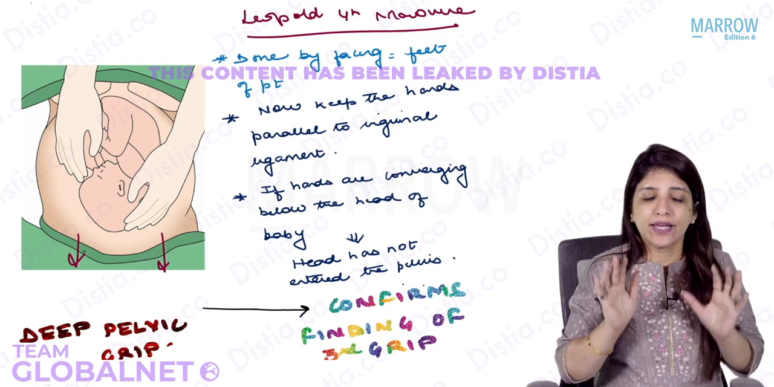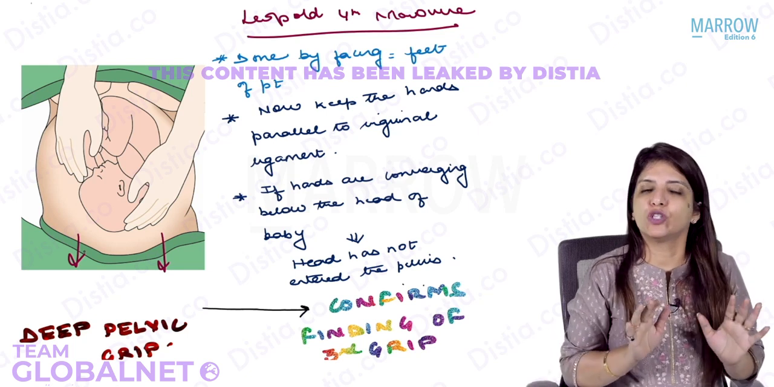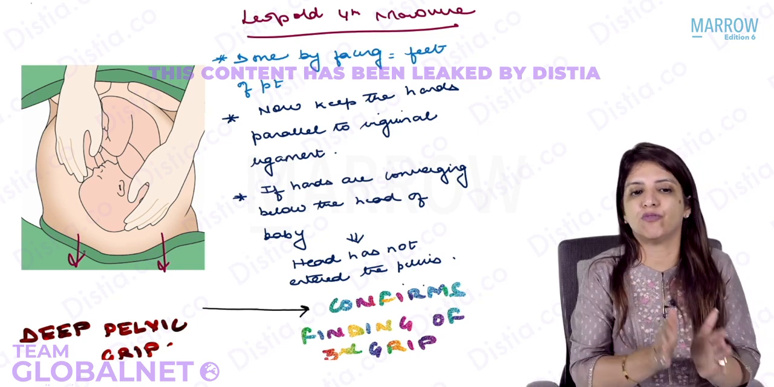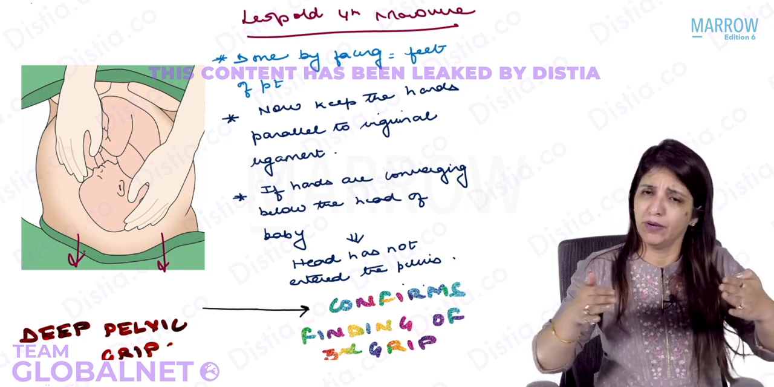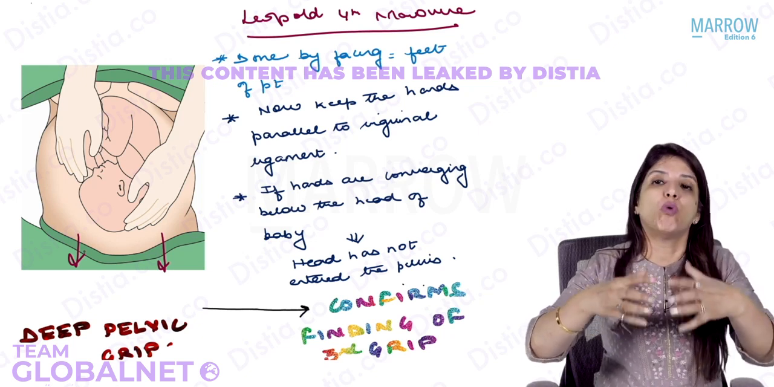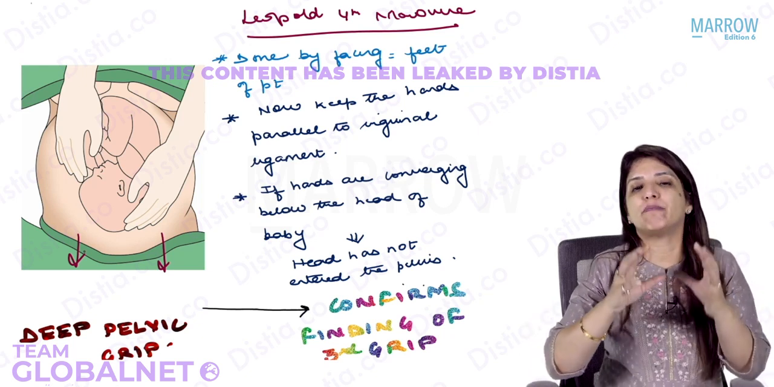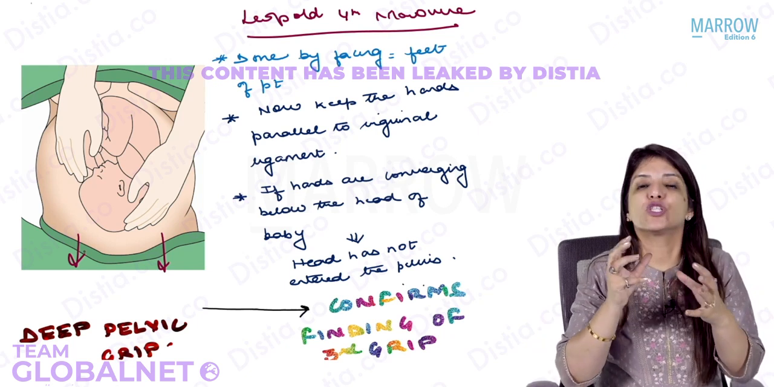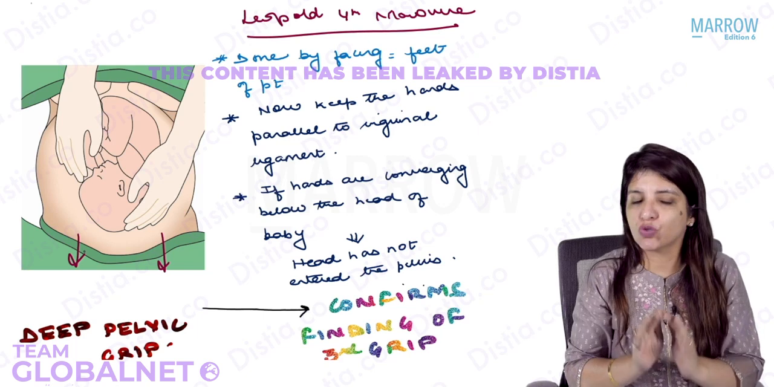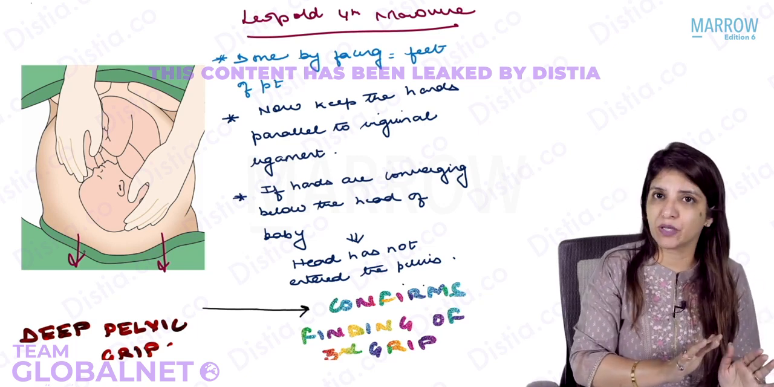Right? So again, what is Leopold's fourth maneuver doing? Leopold's fourth maneuver is confirming the findings of the third grip. Number one, with the help of Leopold's maneuver, you can come to know what part you are feeling. If you feel a part which is hard, which is firm, right? And which is globular, it means it is the head you are feeling. So it is confirmed that yes, it is cephalic presentation.